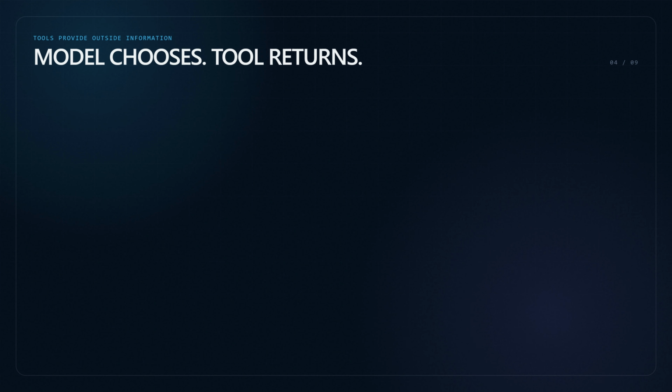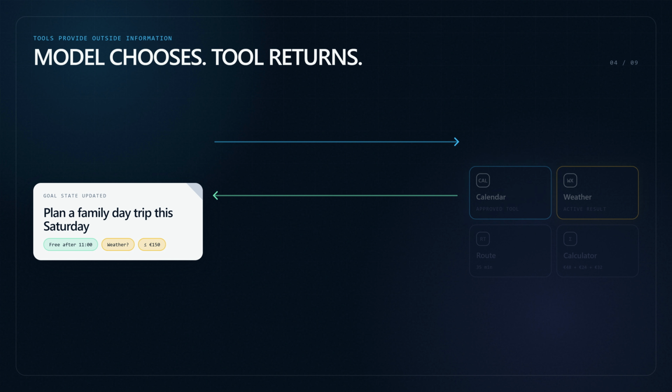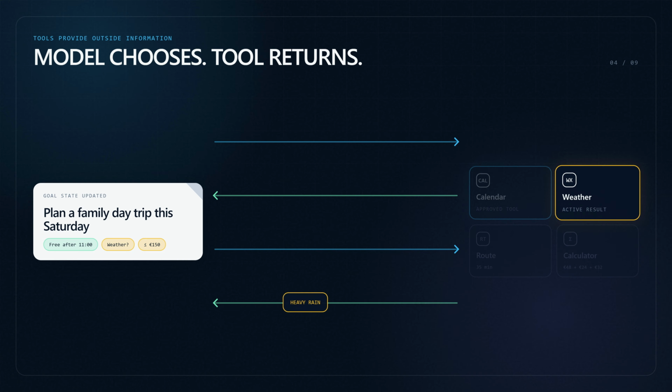The model cannot magically see your calendar or tomorrow's weather. It has to ask a tool that can. A calendar tool returns when you are free. A weather tool returns the forecast. A route tool estimates travel time. A calculator totals the cost.